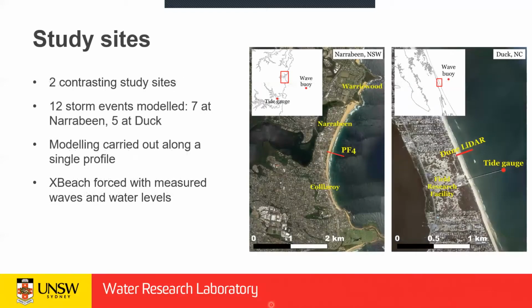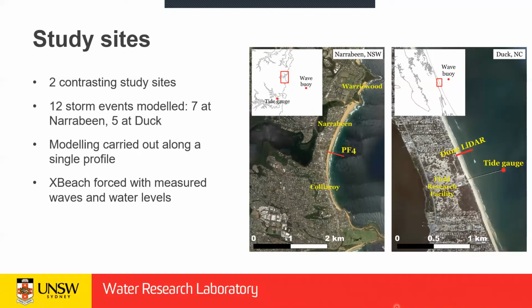For this study, two contrasting sites were chosen. On the left, we've got Narrabeen Collaroy, which is an embayed beach in New South Wales, Australia. And on the right, we've got Duck, which is an alongshore uniform barrier island on the east coast of the USA. These two sites were chosen because a number of pre-storm and post-storm topography and bathymetry surveys are available at these sites through long-term monitoring programs.